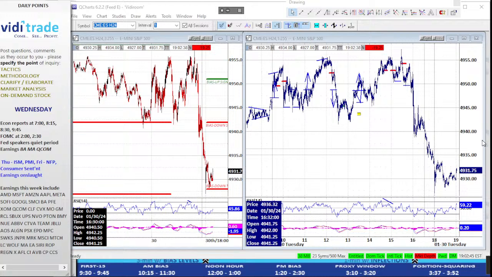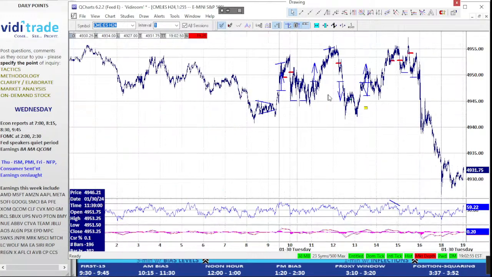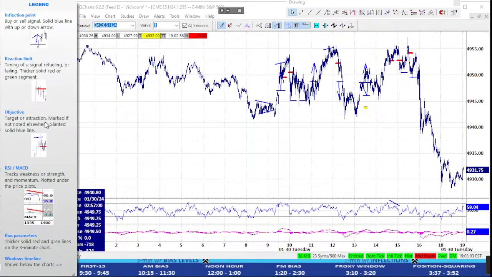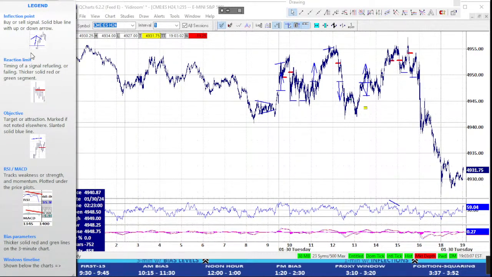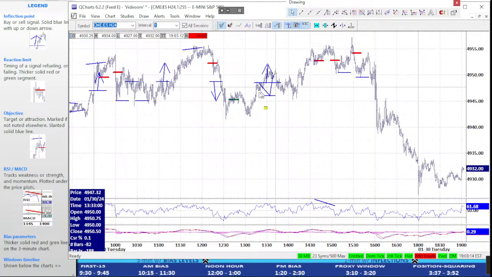Just so you know, what you're looking at is the chart. This is the Vidi room, where, if you can see these blue arrows, that's the buy and sell signals, or what I call inflection points. They are inflection points. Let's get the legend up here. This is the inflection point, a blue arrow with up or down, one or the other. It's only one other direction, that's sideways. We only trade long and short.